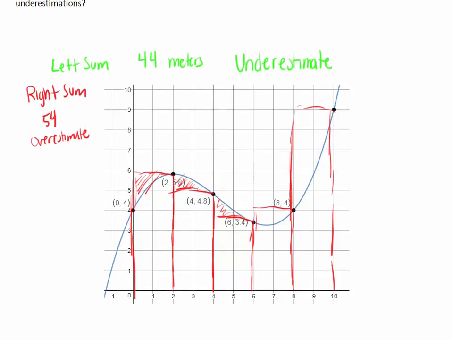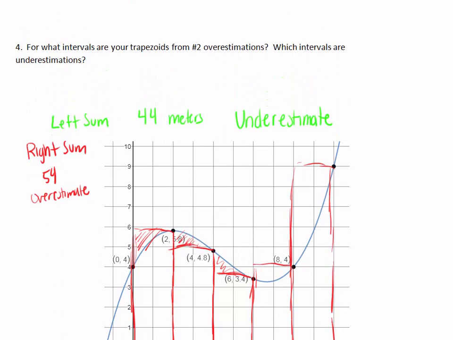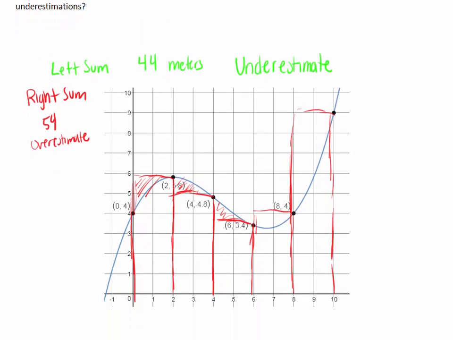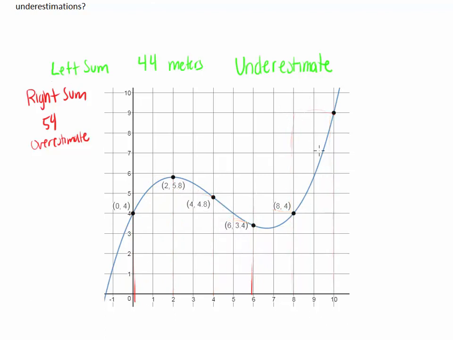All right, so finally, let's take a look at number 4. It says, for what intervals are your trapezoids from number 2 overestimations and which are underestimations? All right, so let's come back down to this graph again. Let's get rid of our right sum material, and let's take a look at our trapezoids. So here are the heights of the bases of our trapezoids, right?